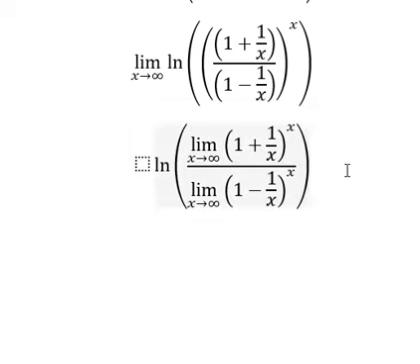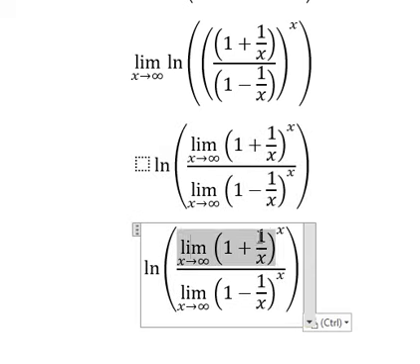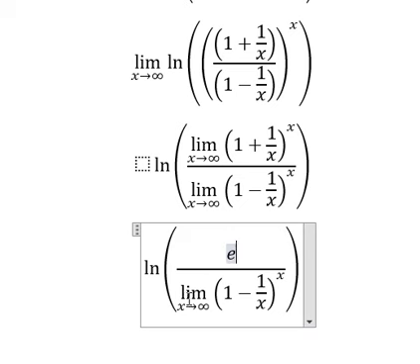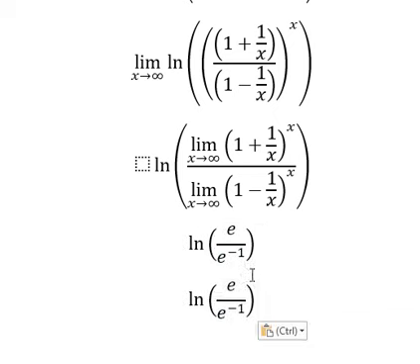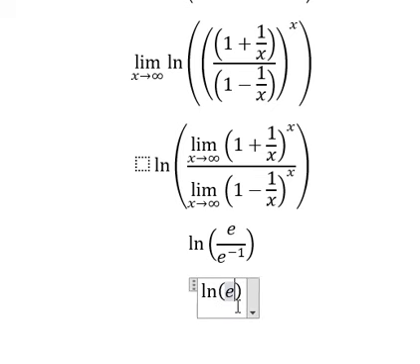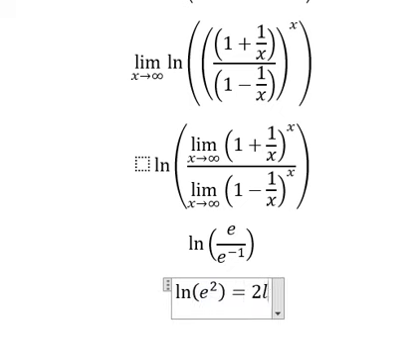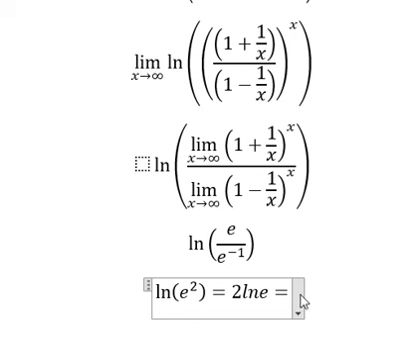So if we look carefully, the limit of this one is e. The limit of this one is e to the power of negative 1. So this one we can put as e to the power of 2. And now we simplify. We have like this. F and E is number 1. So we got number 2.